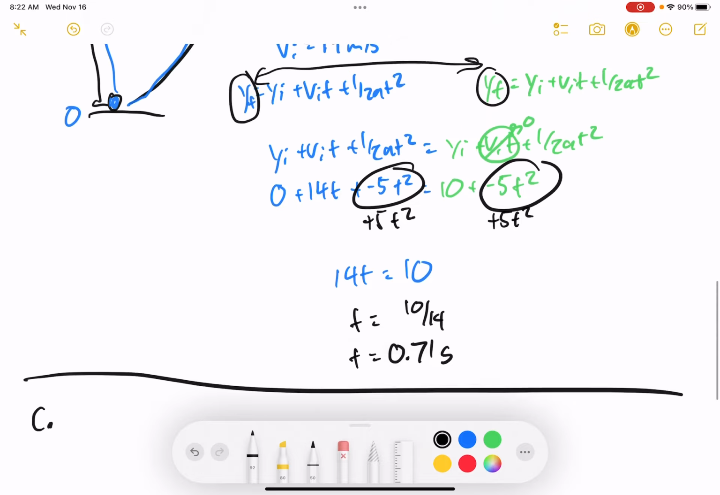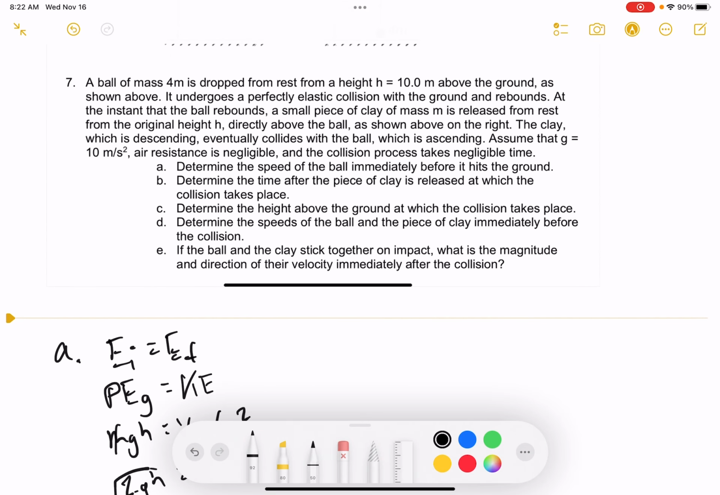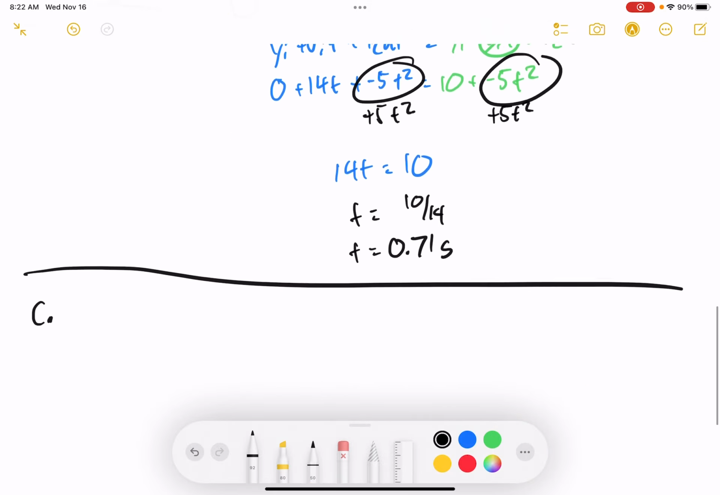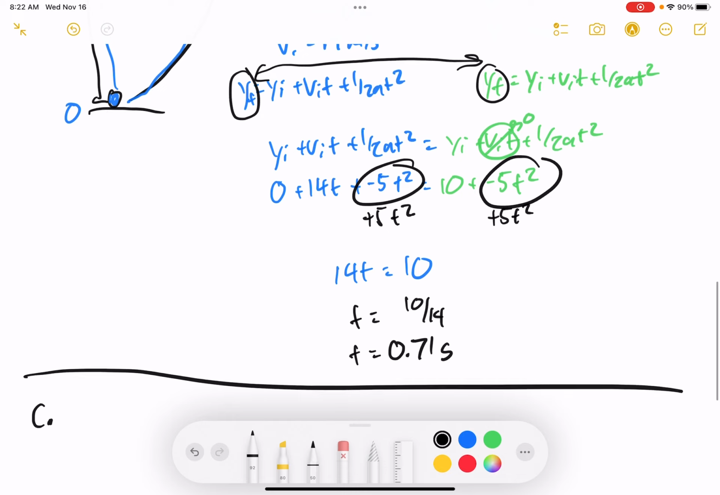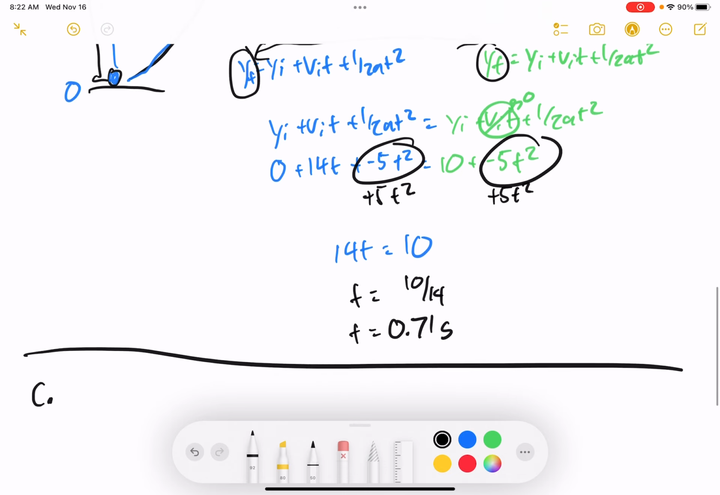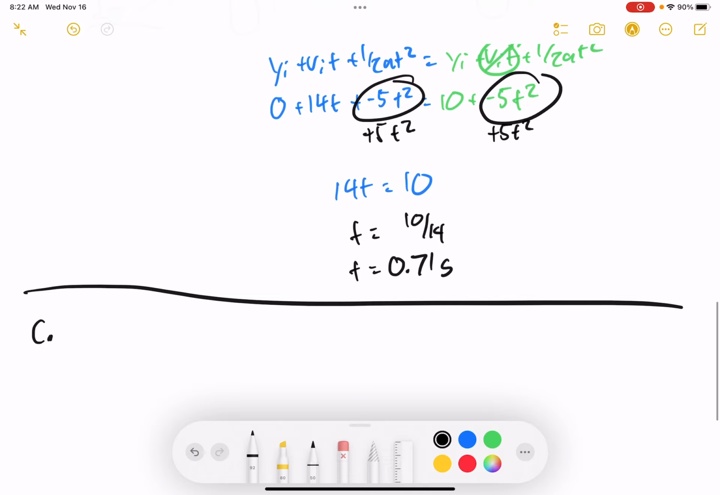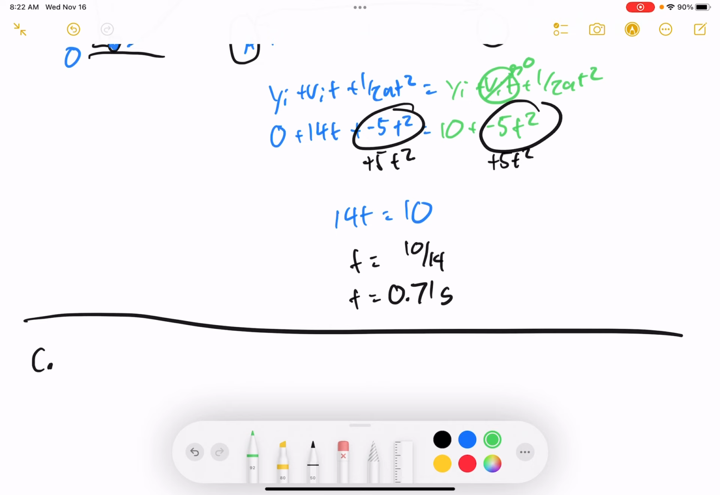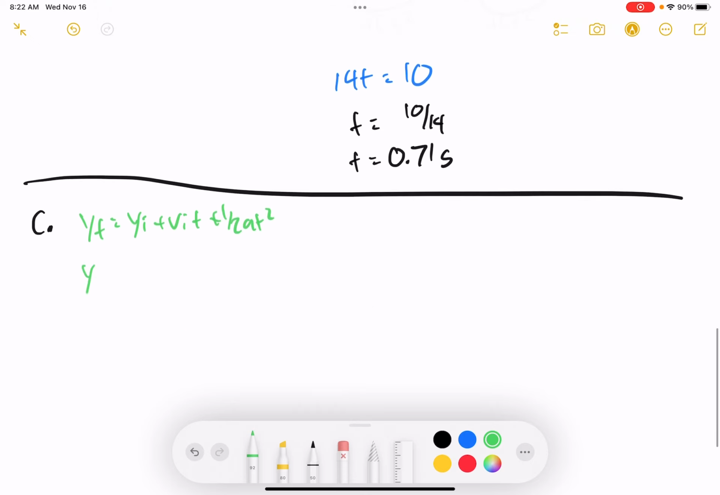So let's go ahead and look at part C. It says, determine the height above the ground at which the collision takes place. I already know my time, so I just need to find the final position of either one of these. Let's find the final position of the green one, the clay. So I have yf equals yi plus vit plus 1/2 at squared. yf is what I'm looking for. This initial position is 10. Remember, this term is 0 because my initial velocity is 0, plus -5t squared.